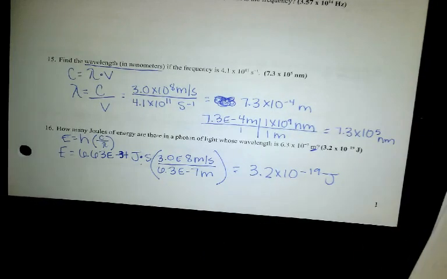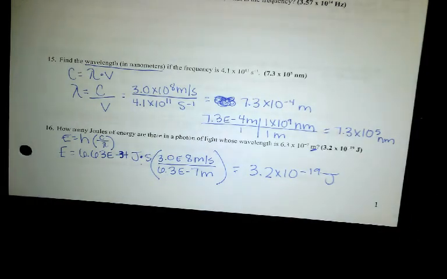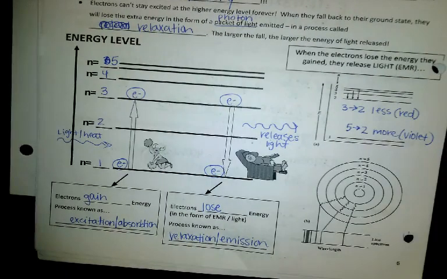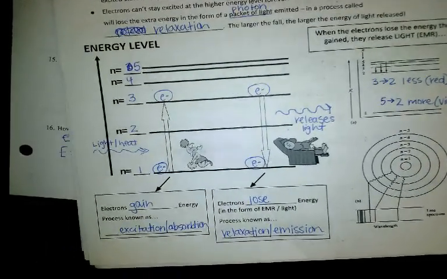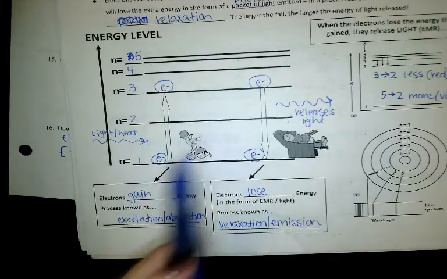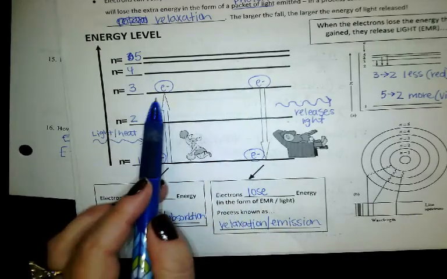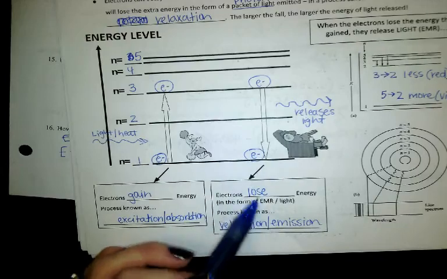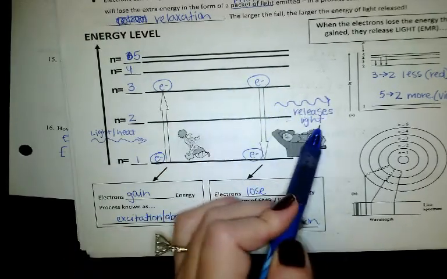All right. Now moving on, we're going to review the Bohr atom and light. Remember that Niels Bohr used light to determine that electrons are separated into energy levels. These electrons will absorb energy in the form of light or heat, and they will jump energy levels. When they jump back down, because they're not going to stay up there, they're going to relax. When they jump back down, they're going to emit light, and this light is what we see as color.